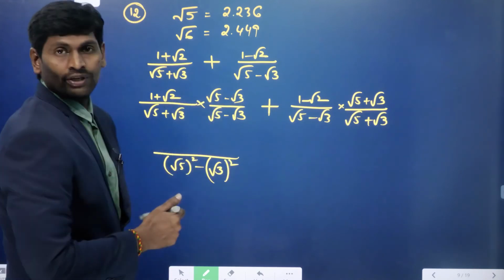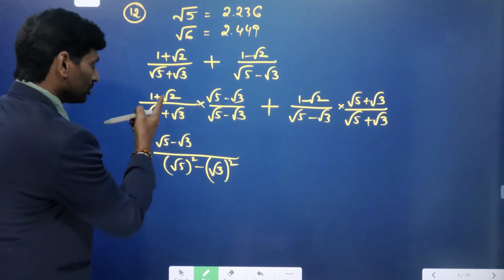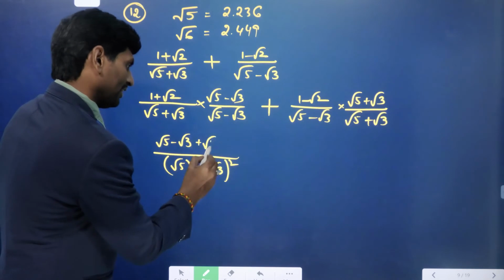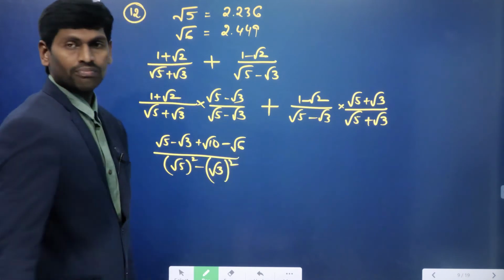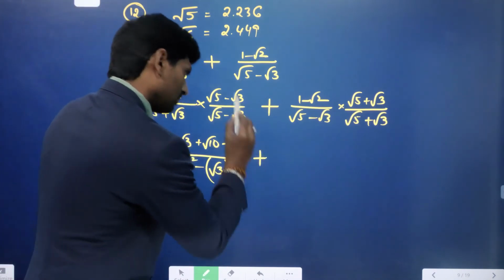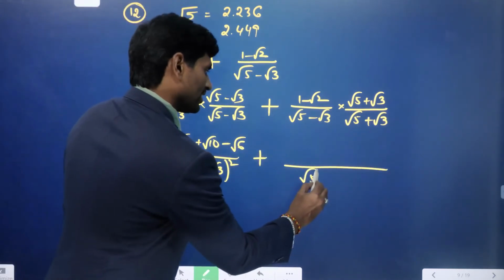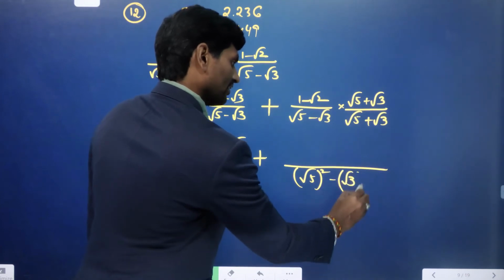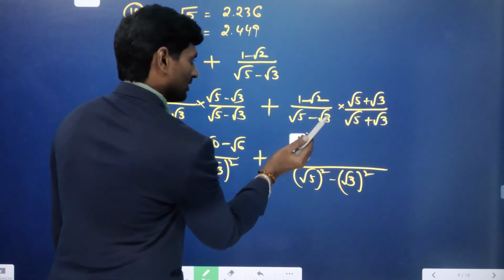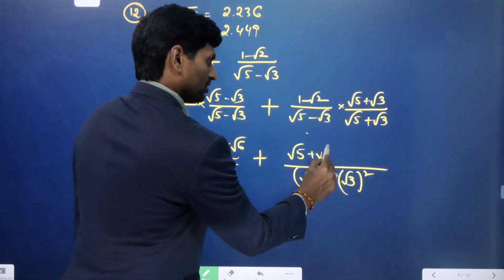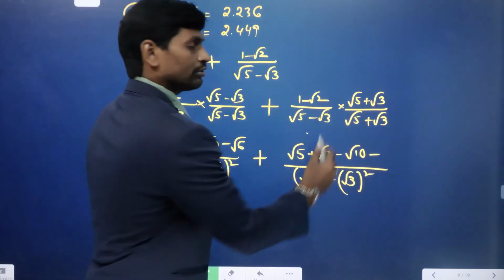Now binomial into binomial multiplication, 1 into this same number will come, with root 2. Root 2 into root 5 is root 10, plus into minus is minus, root 2 into root 3, root 6. Now plus, again the denominator a plus b into a minus b formula, a square minus b square. Again the numerator, 1 into root 5 plus root 3 is root 5 plus root 3 itself. Now minus root 2 into root 5, minus root 10, plus into minus is minus root 6.